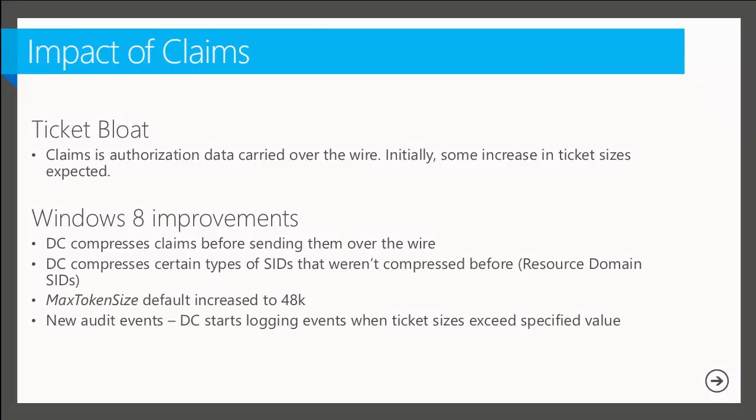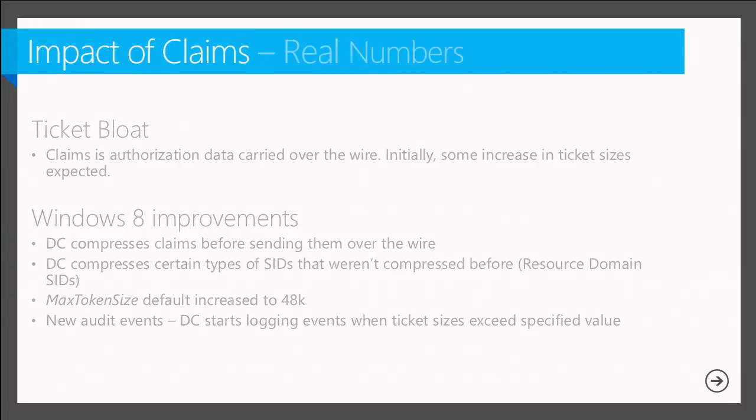So in Windows 8, we made some rather significant changes there. We started compressing claims before they're put into the token. We compress certain types of SIDs that help us reduce the string, and we changed the max token size by default to 48K. We also added a bunch of audit events that tell us when you're about to blow past the limits that will cause you all kinds of pain. We don't want to do that, right?